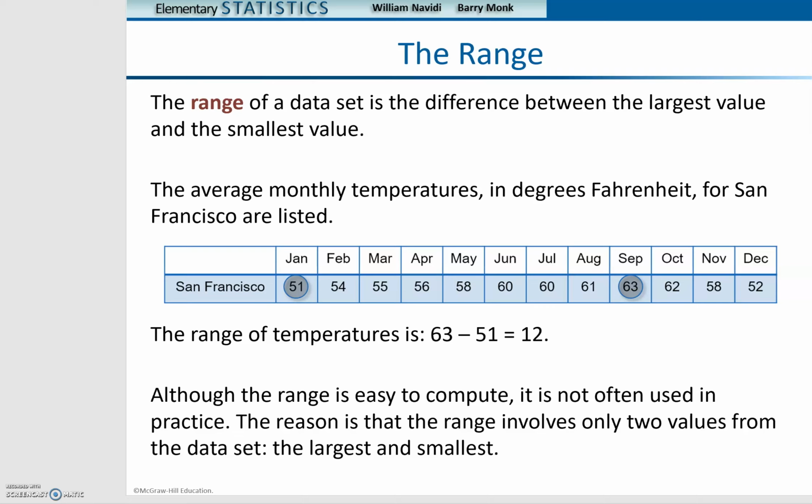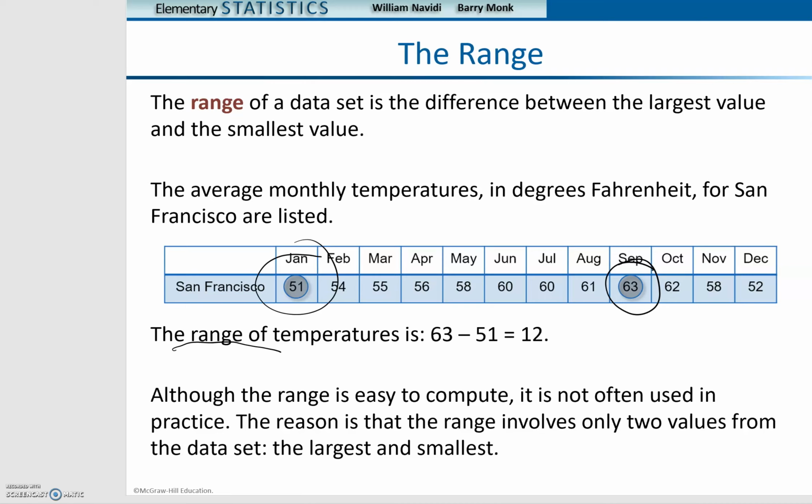The range of the data set is the difference between the largest value and the smallest value. As an example, the average monthly temperatures in degrees Fahrenheit for San Francisco are listed. If you want to find the range, you take the 63, which is the biggest number, and subtract 51, and you get a range of 12.